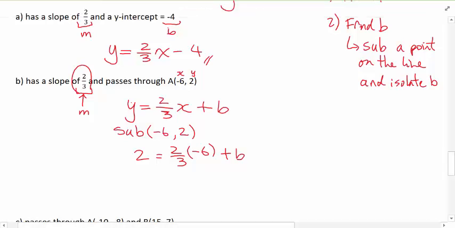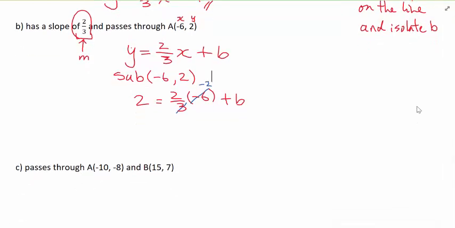Now isolate b. Negative 6 divided by 3 is negative 2. And so what do you get on that side here? Two is equal to negative 4 plus b. Is everyone okay with that?